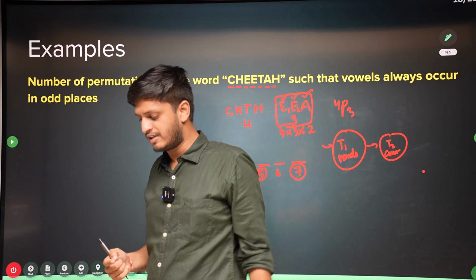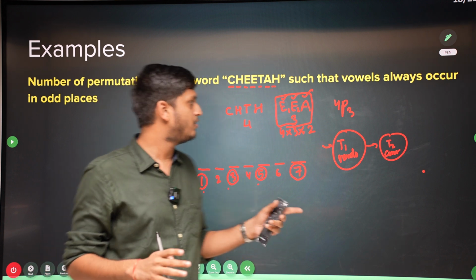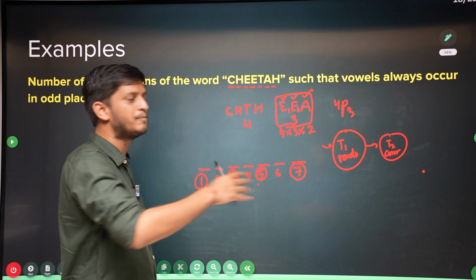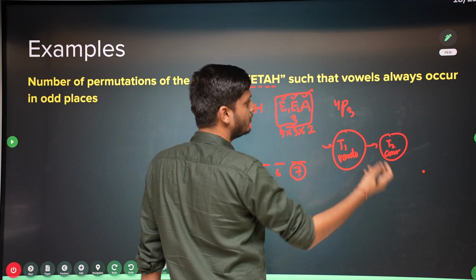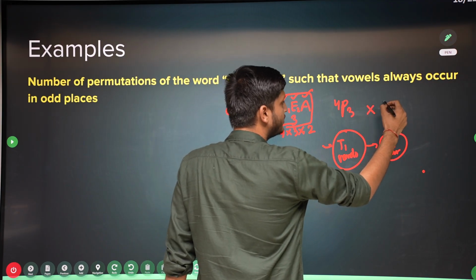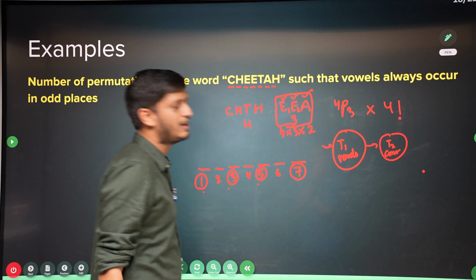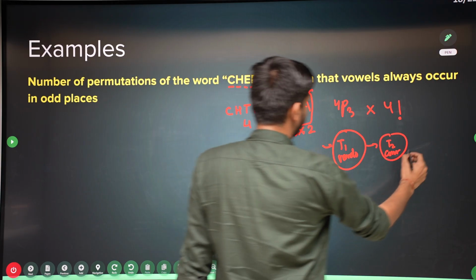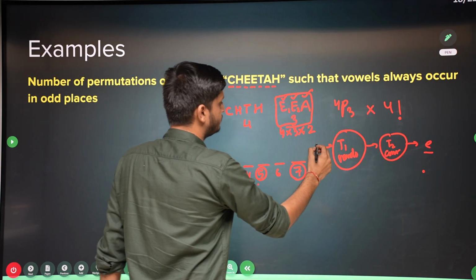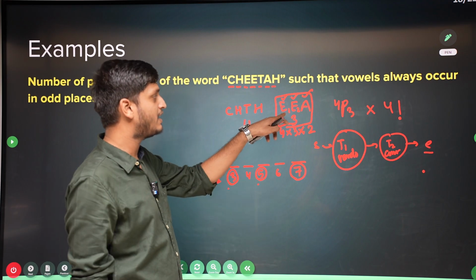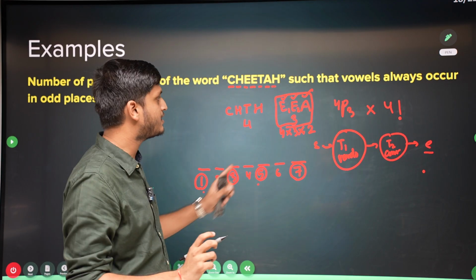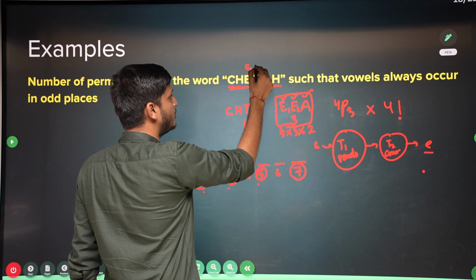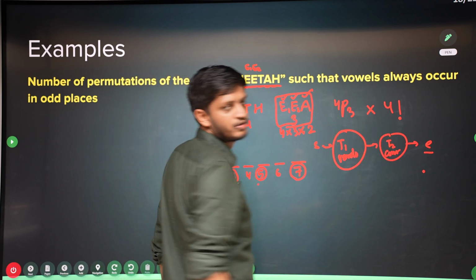Once we have arranged the vowels, the problem became simpler. How? Now we have 4 consonants and remaining 4 places, whatever, they can be anything. So to arrange 4 consonants in 4 places, 4P4 or 4 factorial, you can write anything. And yeah, that's all. This is our end. Right now I have considered E1 and E2 to be different. So this is the number of ways in which I can arrange the letters of the word cheetah, considering both the E's different, E1 and E2, it will be 4P3 into 4 factorial.